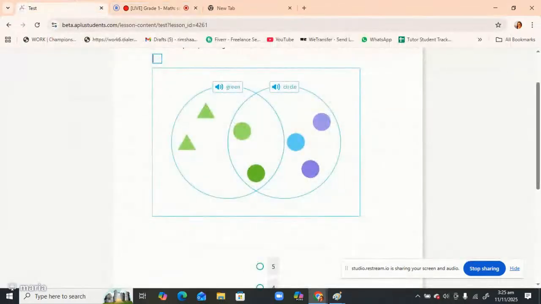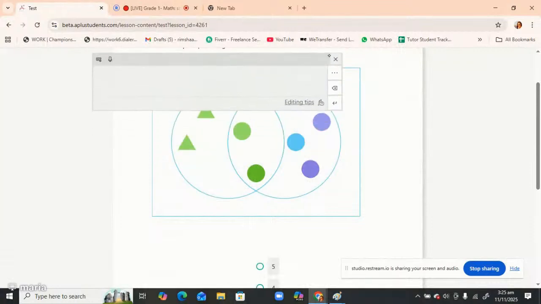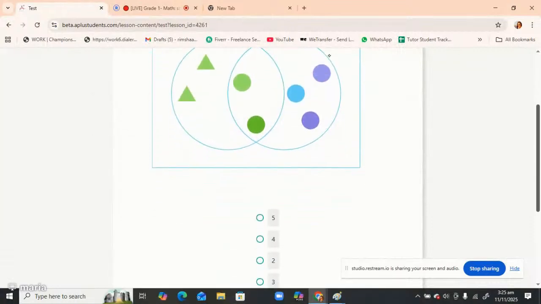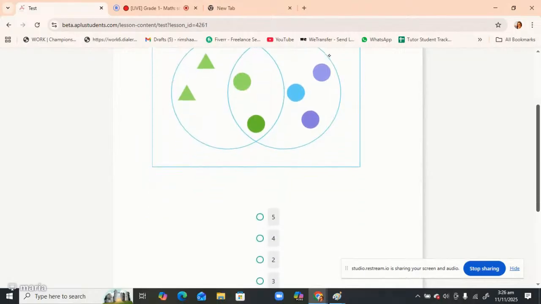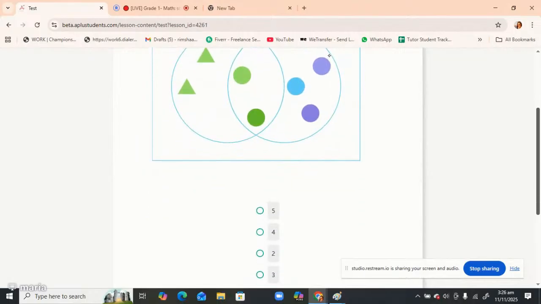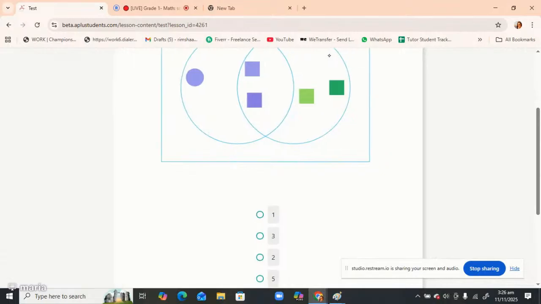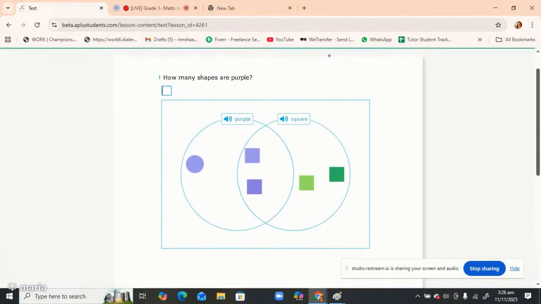Okay, so check it out, everyone, and then tell me how many shapes or figures are in green. That are 1, 2, 3, and 4. Two circles and two triangles. Okay, that are green in color. So these are total 4. And here's the right answer.